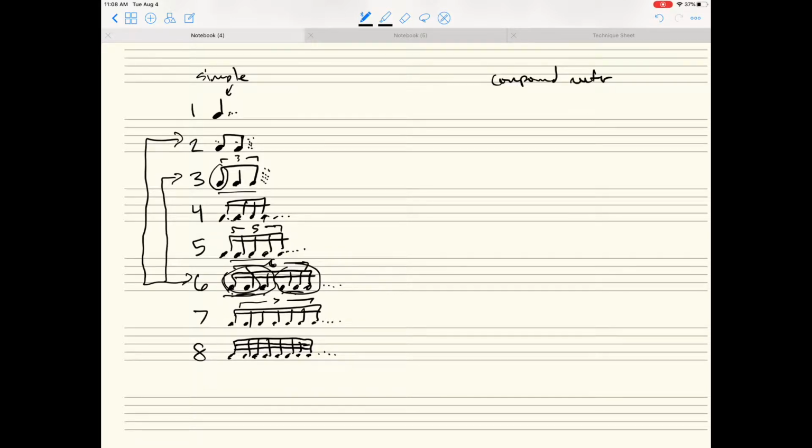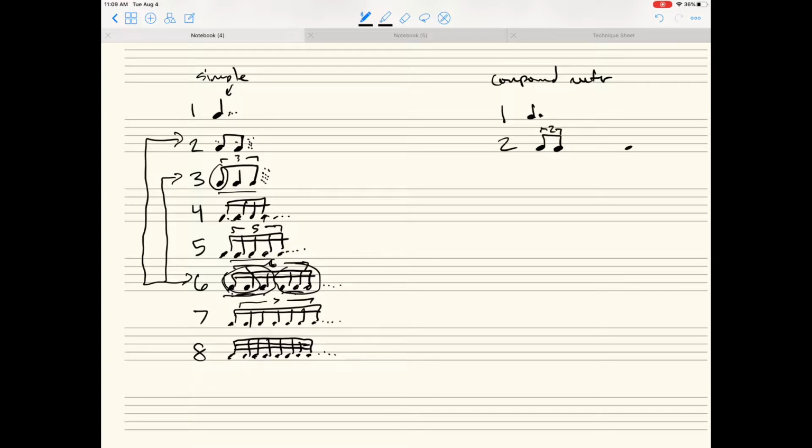So our basic division in compound meter is this. So this is what we're dividing. So if we want that to be divided into two, we have to write that.